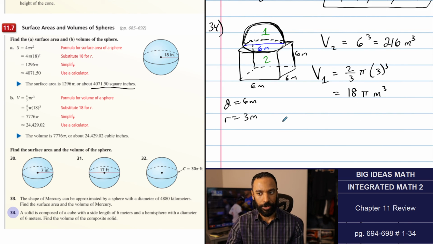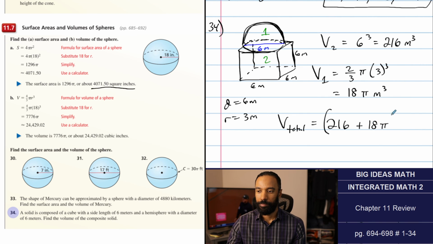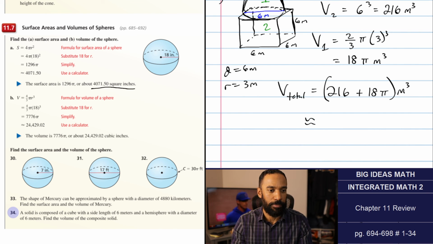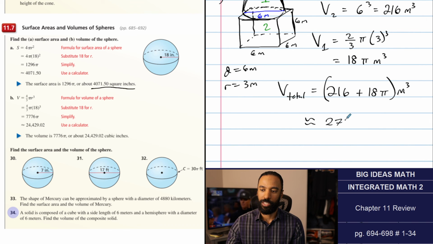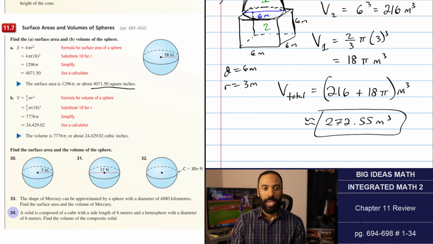So the volume of them together, we add them both. The volume of the total, we're going to do the V2 plus V1, like that. And we jump straight to the rounded. Why not? 216 plus 18 pi. 272.55 cubic meters. The volume of the composite solid.